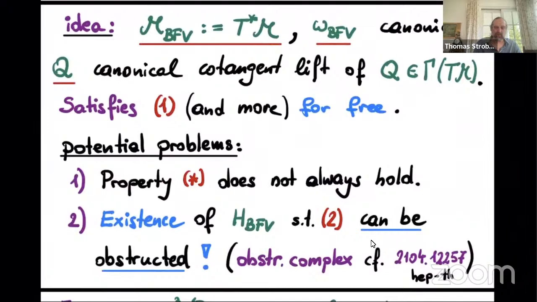However, there are two problems. One is of the same sort as for AKZ. So this property star does not always hold. In some cases it does, but in others it doesn't. But even worse, we now have a second master equation, this one, that H_BFV and Q should commute with each other. And the existence of such an H_BFV can be obstructed. And so with Sasha, we found a complex which governs this obstruction. And we also have a very simple example which shocked us in the beginning, where this obstruction actually is there and cannot be removed.